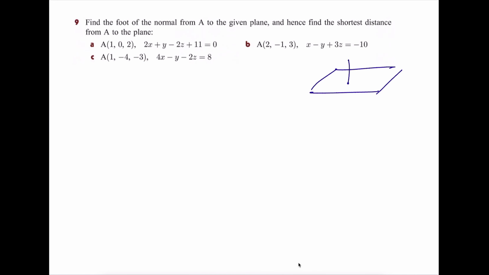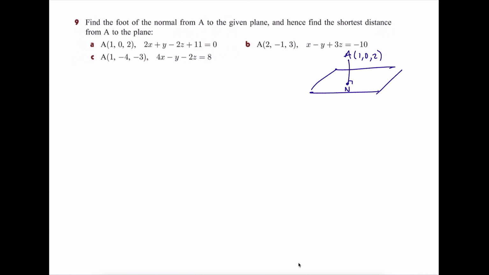So point A for question A is 1, 0, 2. So I'm going to label that over here, 1, 0, 2. So the foot of the normal would be if I went straight down, in this diagram straight down, from A to the plane and hit that at 90 degrees so that it was normal. It wants to find where the foot of the normal is. So what's the coordinates of this point here? We'll call this point N.